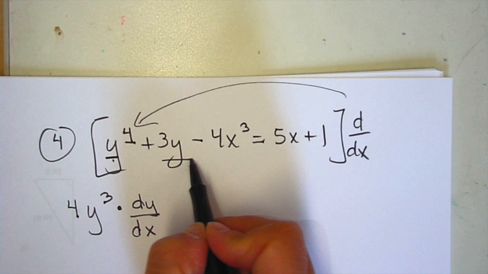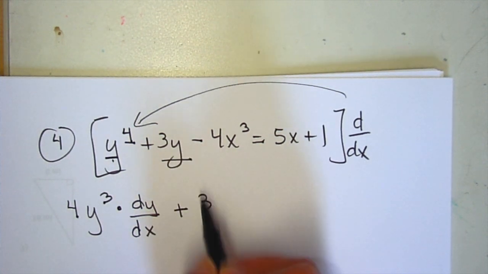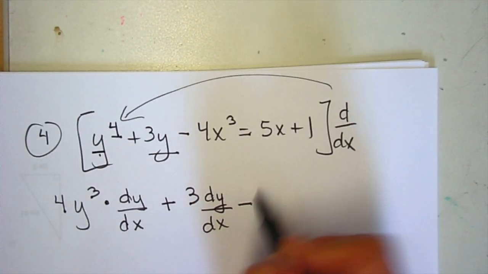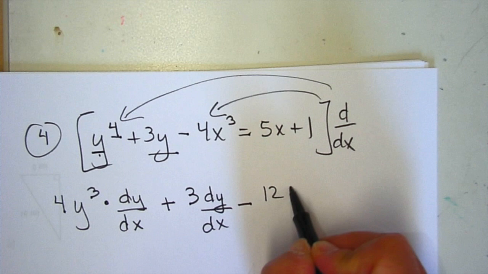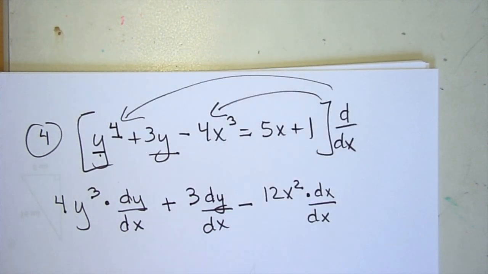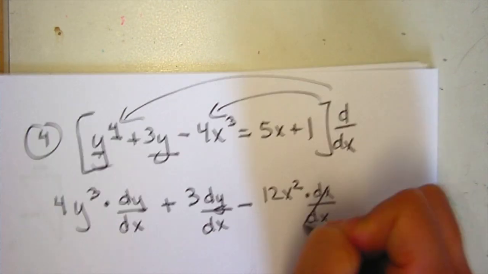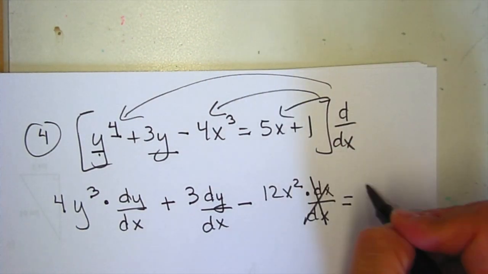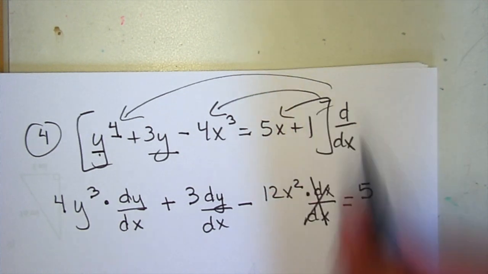The derivative of 3y is 3. Remember, the derivative of y is not 1. It is dy/dx because we are taking the derivative with respect to x. Minus, this is just 12x squared. Again, there is a chain rule going on, but what happens is it's dx/dx, which we do not need to write. If you want to write it, it's fine. The derivative of 5x with respect to x is 5. The derivative of 1 is 0.